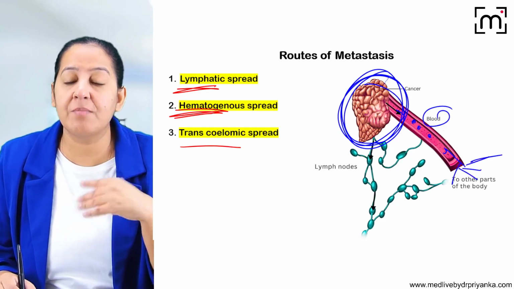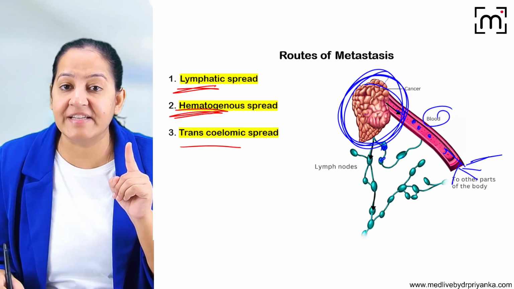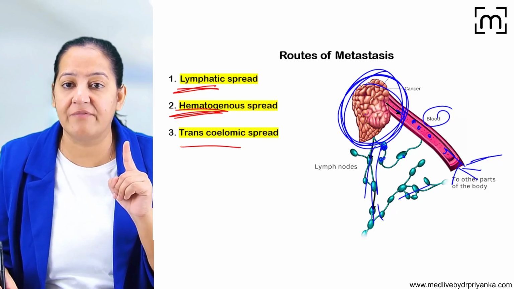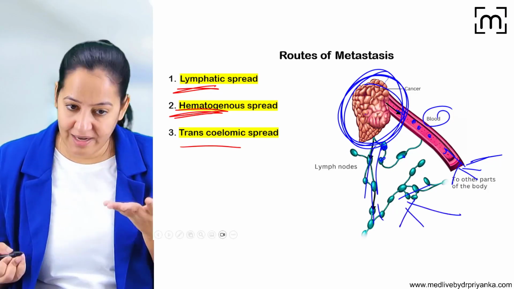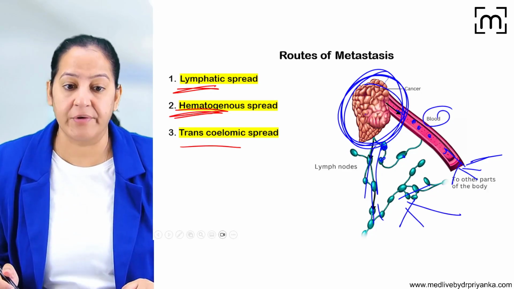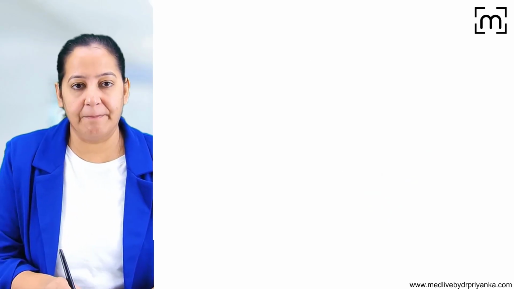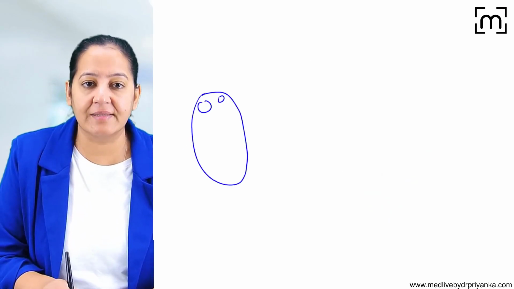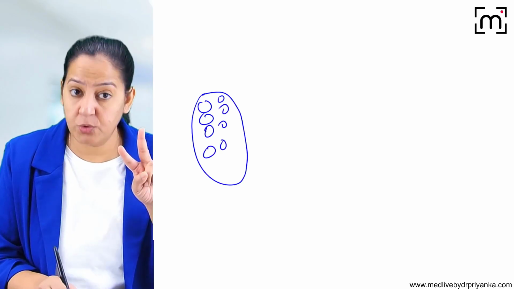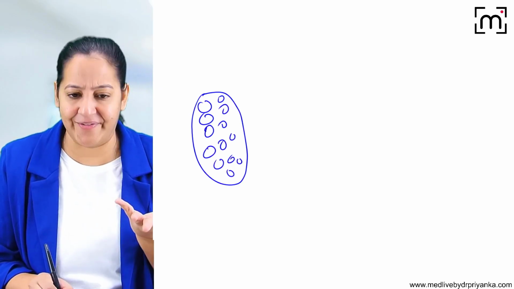Now from this tumor, some of the cells get loosened and they enter the lymphatics. You can see these are the lymphatics, and they spread to various organs via lymphatics. And the transcoelomic route is not shown here. So for example, this is the main tumor and these are the cells of the tumor. The first two routes are more common. Transcoelomic is very rare.